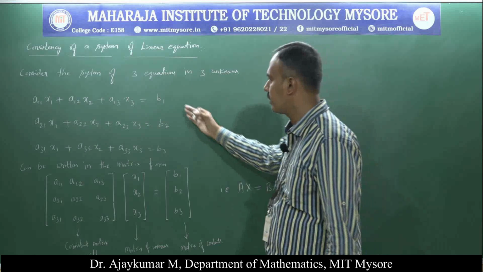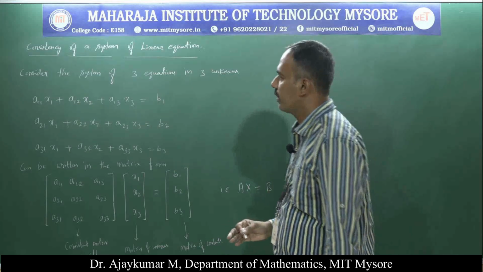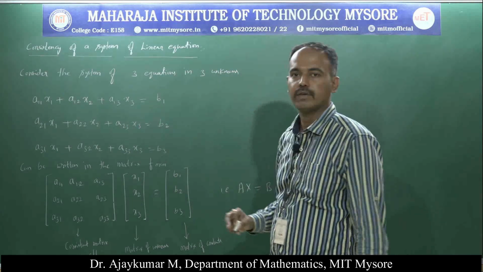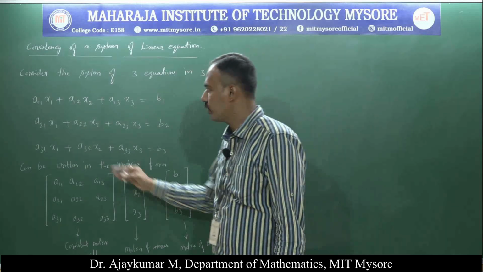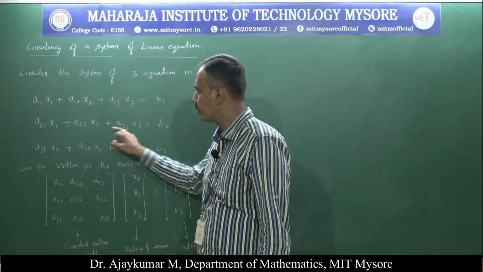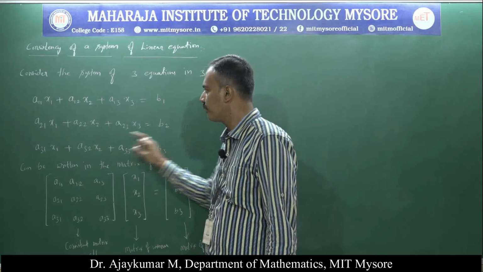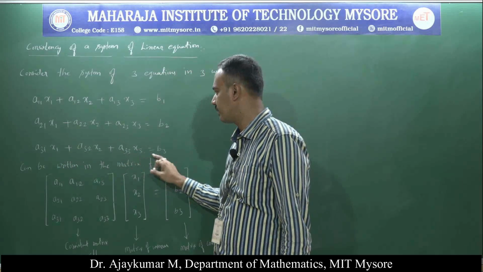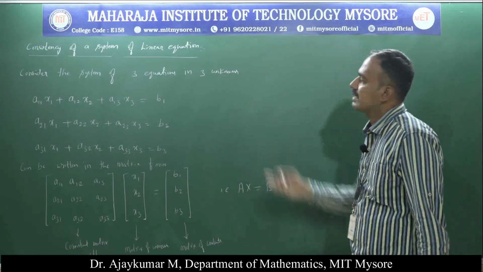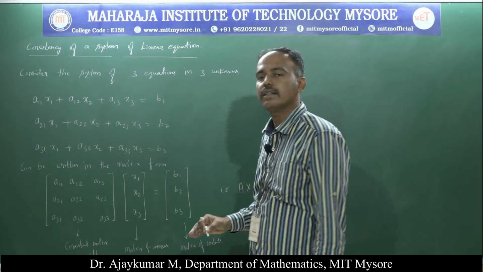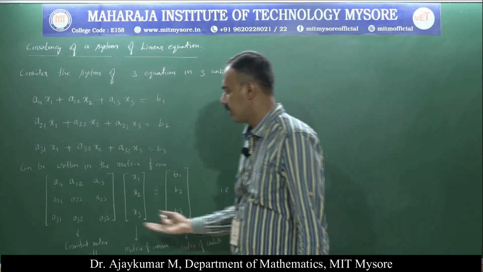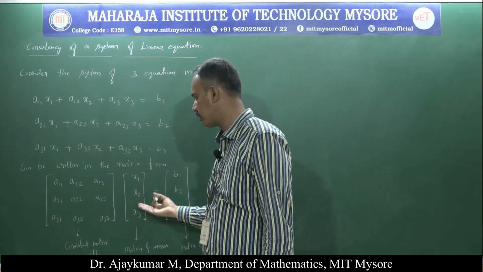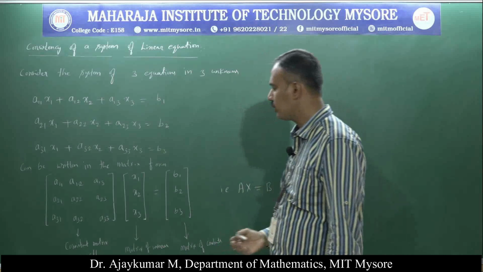Suppose we have the general system of equations: a11 x1 plus a12 x2 plus a13 x3 is equal to b1. Another one: a21 x1 plus a22 x2 plus a23 x3 is equal to b2. The next one: a31 x1 plus a32 x2 plus a33 x3 is equal to b3. These three equations can be written in matrix form, with the matrix of x1, x2, x3 and the matrix of b1, b2, b3.